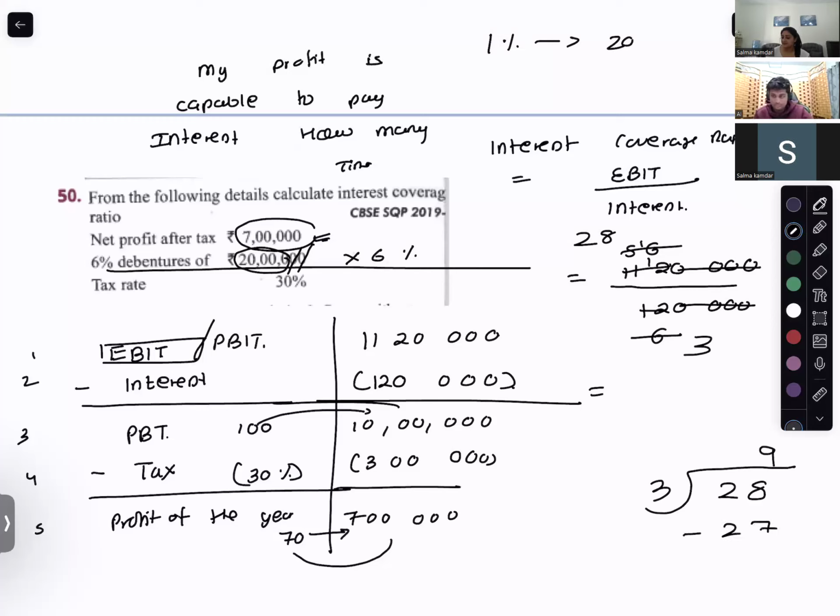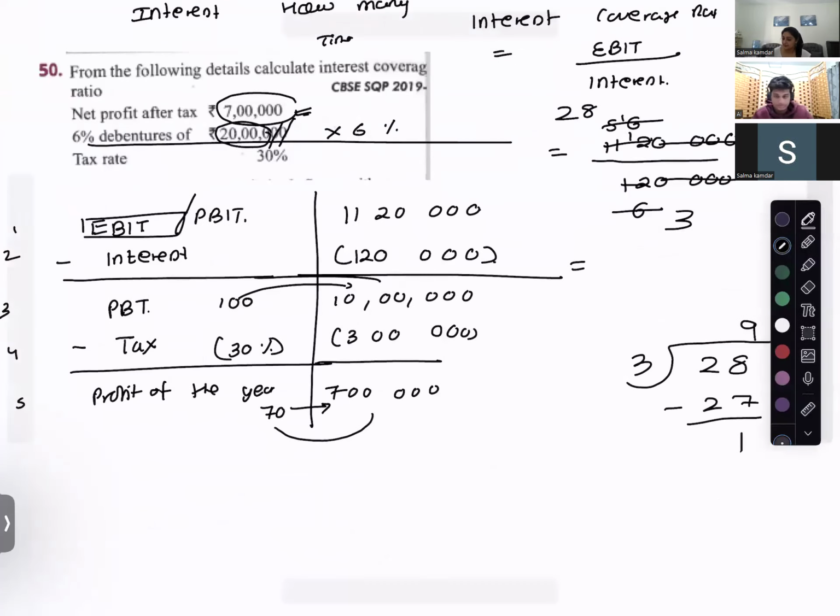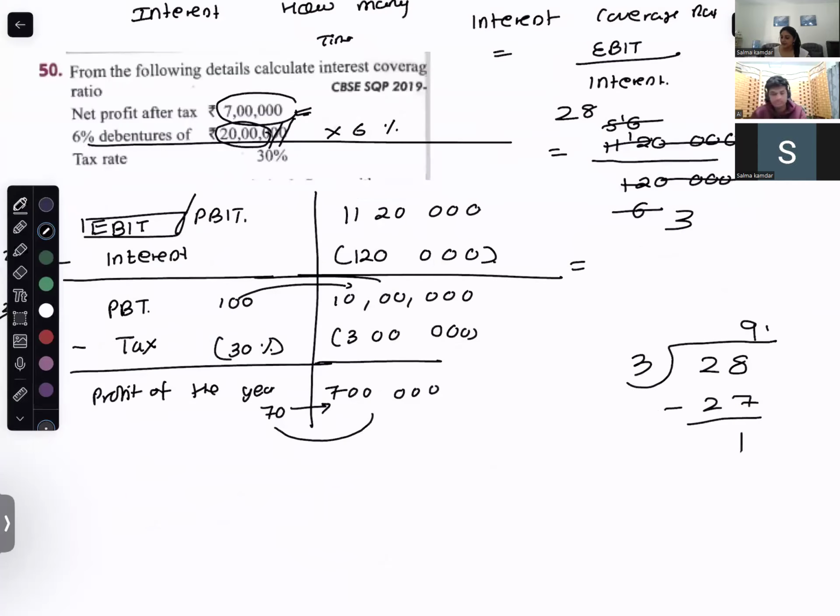27, bring down 1. Then put a point, 0. 3 3s are 9. 1, 0, 3. So it is 3 times 9.33 times.